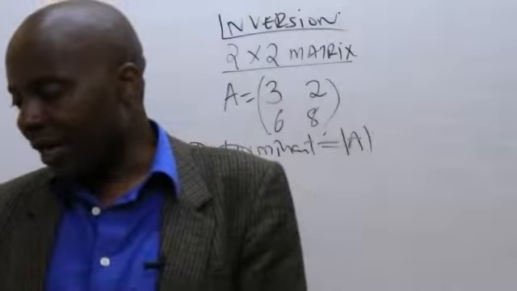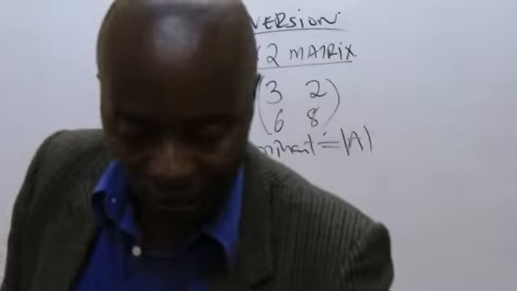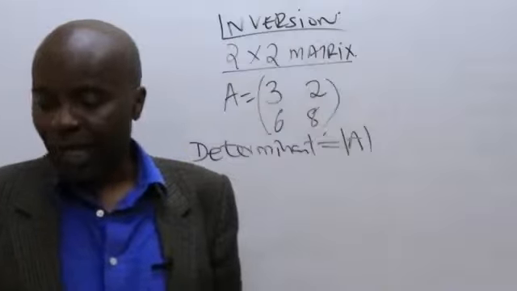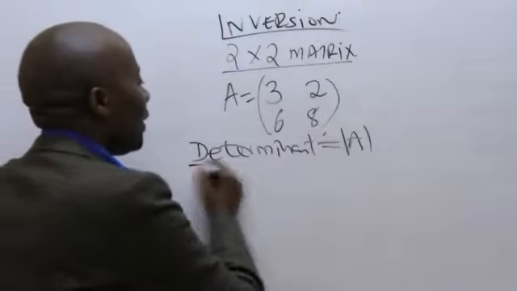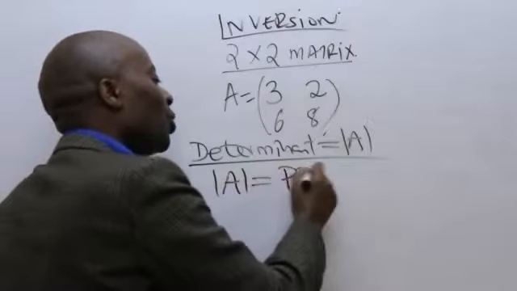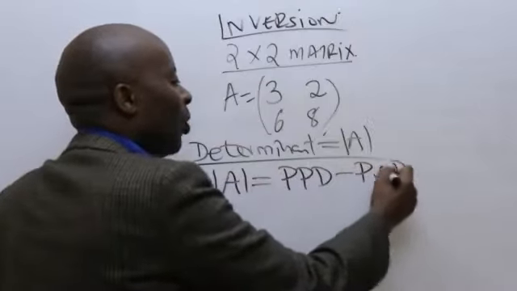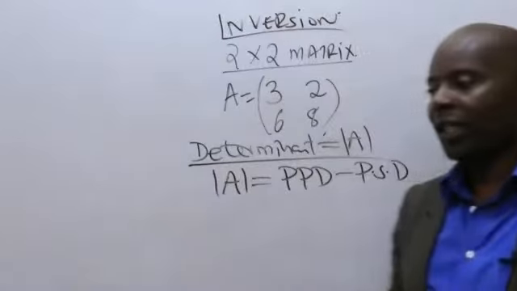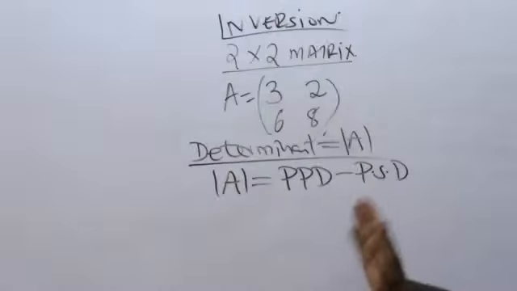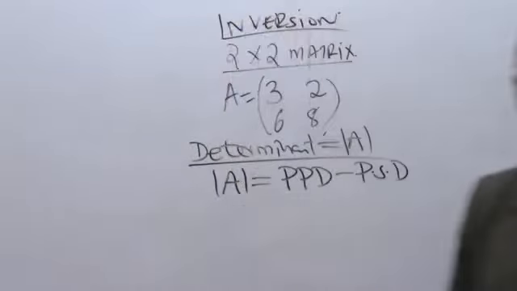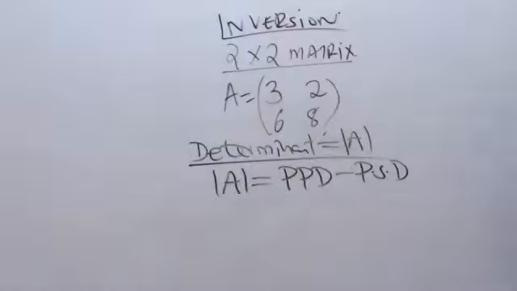Thank you very much, Lokai. Lokai, she happens to be good in this. So Lokai has told us something very easy, that to get the determinant, what we only need to do is to take the product of the primary diagonal minus the product of the secondary diagonal. Please write that in full. The determinant equals product of primary diagonal minus product of secondary diagonal.